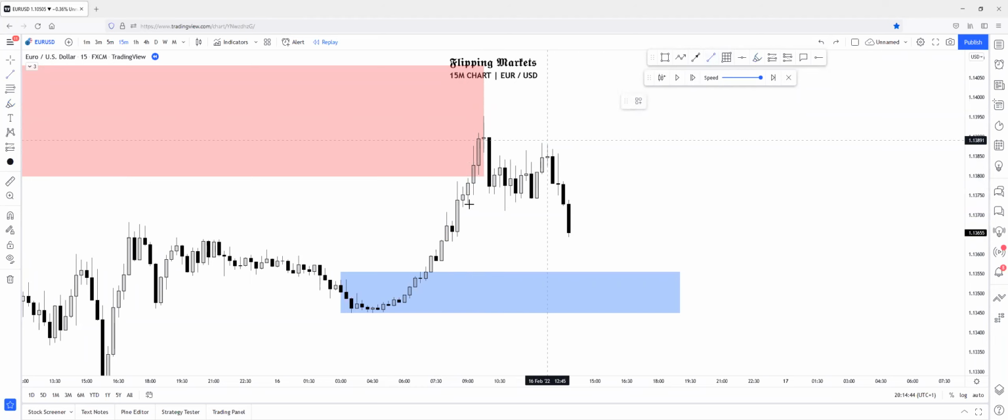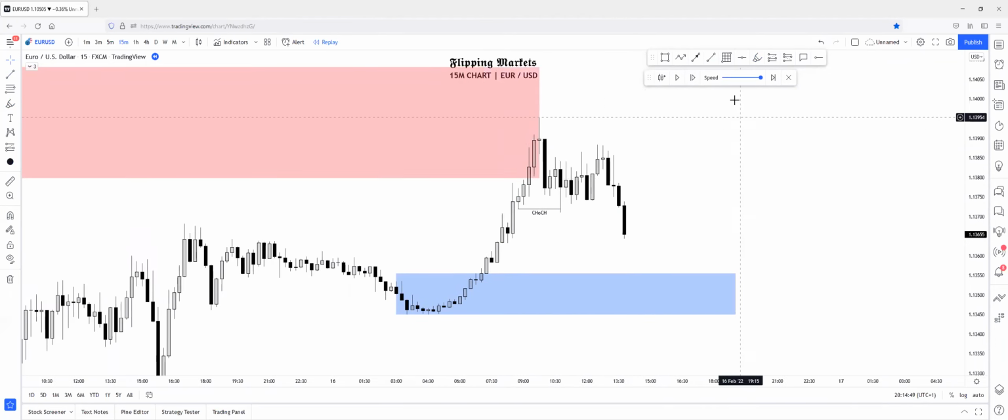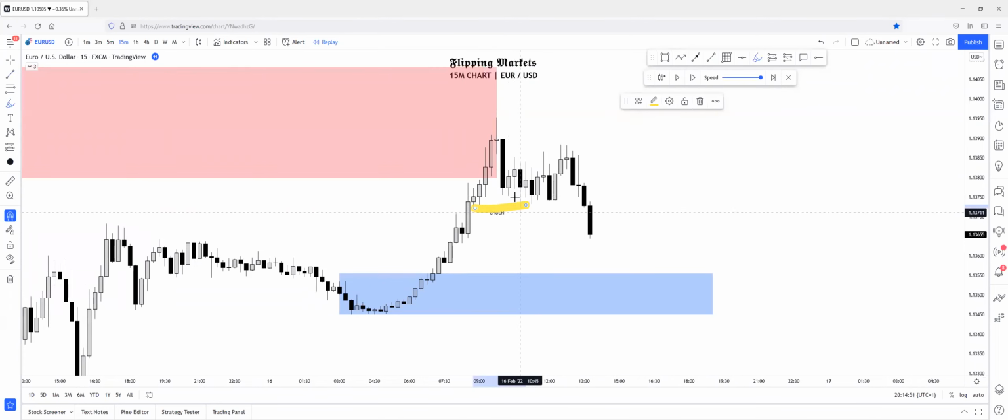So price has changed character here on the 15-minute chart, as you can see with this movement. And for change of character, wicks are perfectly enough. So change of character has happened here, as you can see. This was the origin of the change of character. This is a 15-minute supply zone that has caused a change of character, and a perfect setup has played out, as you can see.